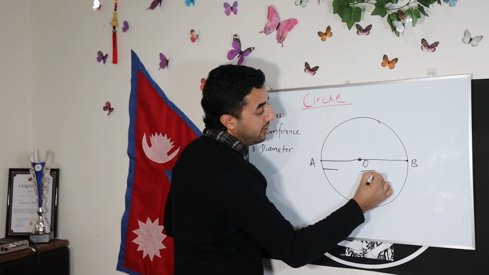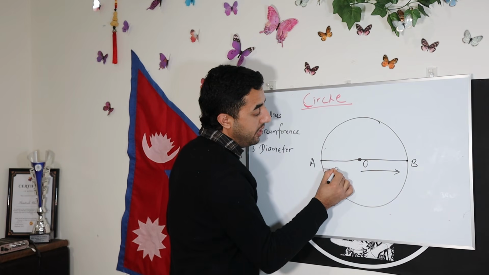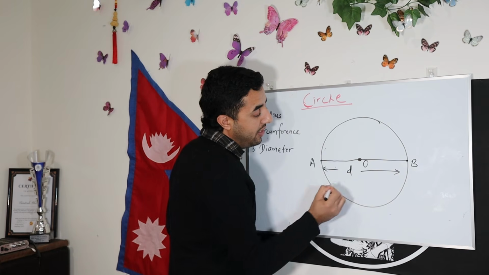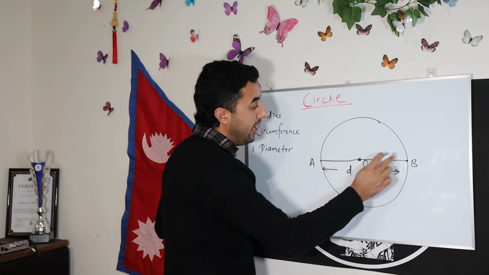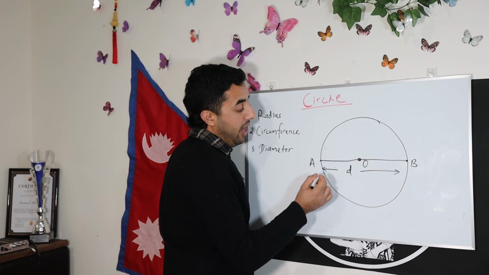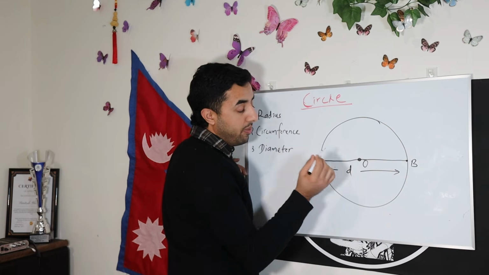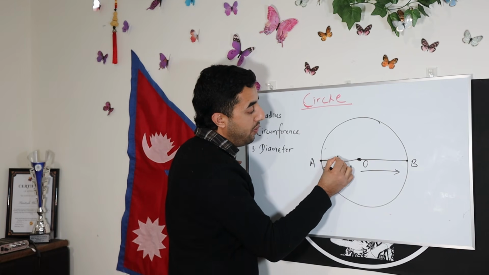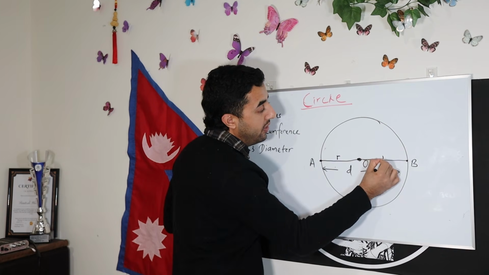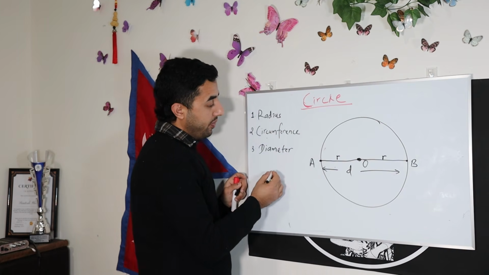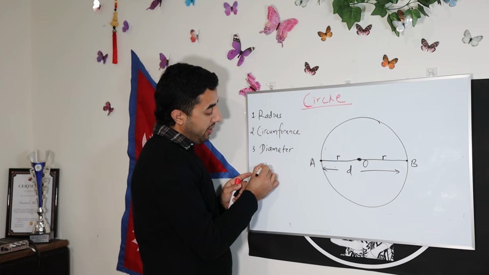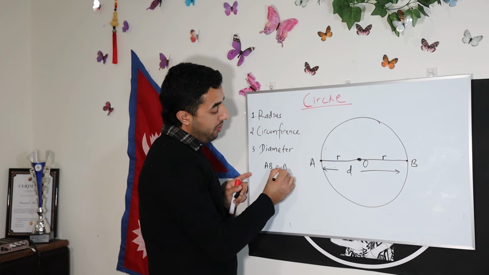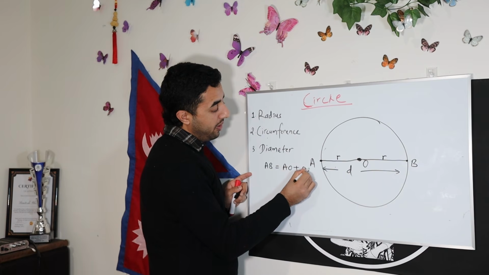This is diameter. We can write diameter as D. So this whole AB is diameter. And you can see diameter is made from two radii. You see, AO is radius. And OB is also radius. That means AB is made from AO and OB.